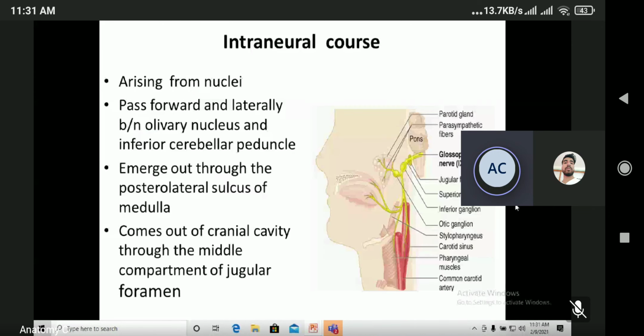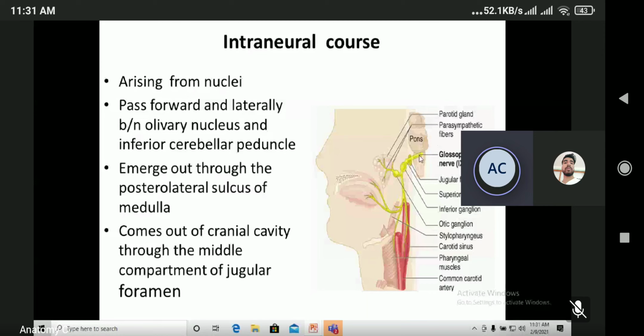Now coming to its course within the brain, the intramedullary course. After arising from the nuclei, it passes forward and laterally. This is the glossopharyngeal nerve. It passes forward and laterally between the olivary nucleus and the inferior cerebellar peduncle. Then it emerges out. Here you can see the glossopharyngeal nerve emerging from the posterolateral sulcus of the medulla.